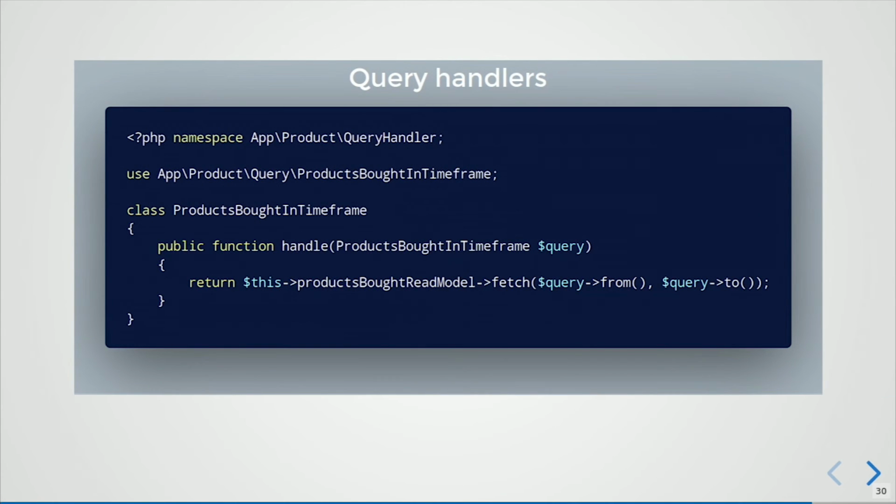Query handlers are, so far for me, nothing spectacular. So this probably explains the reason why people don't use query buses, because I could just easily do the whole products bought read model fetch in the controller and not create a query and a query bus and a query handler and then return. Too many steps. But I currently do this just to experiment and see what's happening.